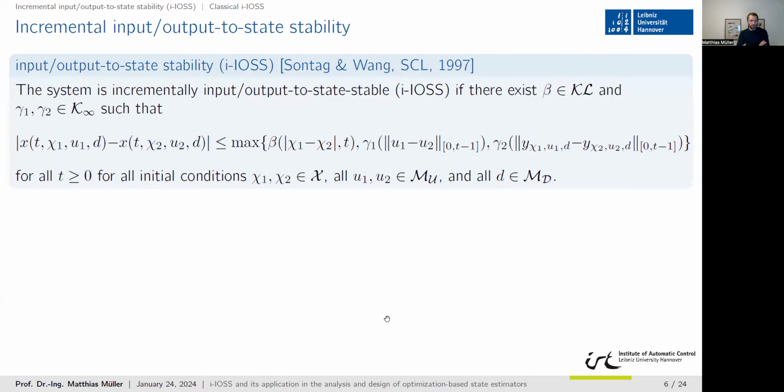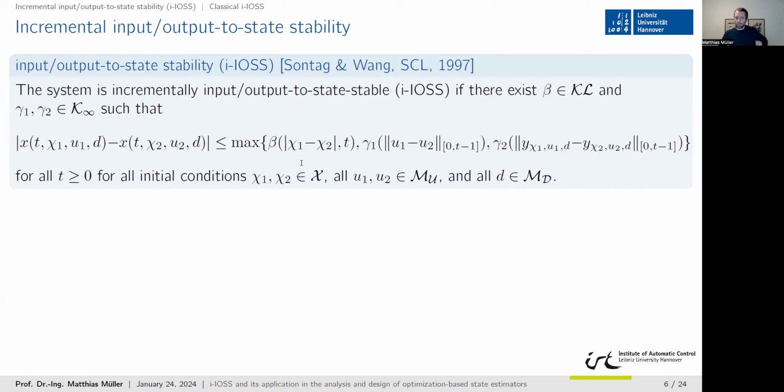Now, this is the notion of input-output-to-state stability, which was introduced by Sontag and Wang in a very nice Systems and Control Letters paper in 1997. And it's as follows, right? We say the system is incrementally input-output-to-state stable, or in short, IOSS, if there exists a KL function beta and two K-infinity functions gamma 1 and gamma 2, such that this inequality holds true. And what does it mean? The difference between two trajectories starting at two different initial conditions, chi1 and chi2, and being driven by two different noise sequences u1 and u2, at each time t is upper bounded by the maximum of these three terms.